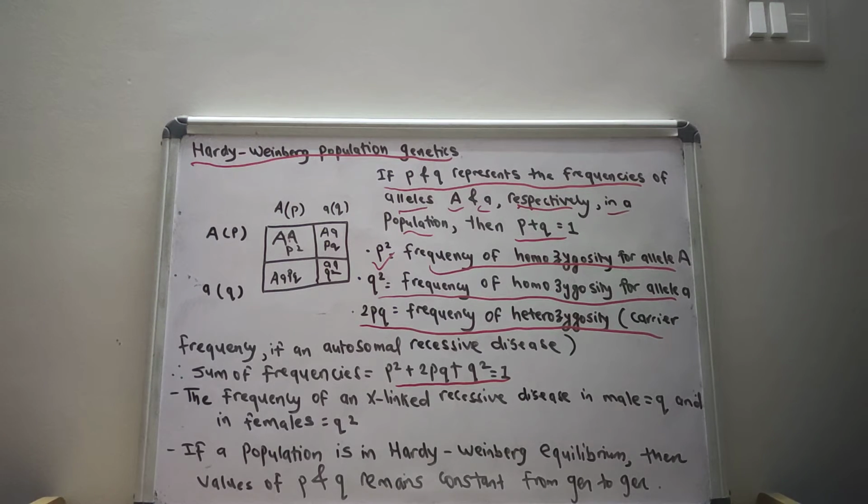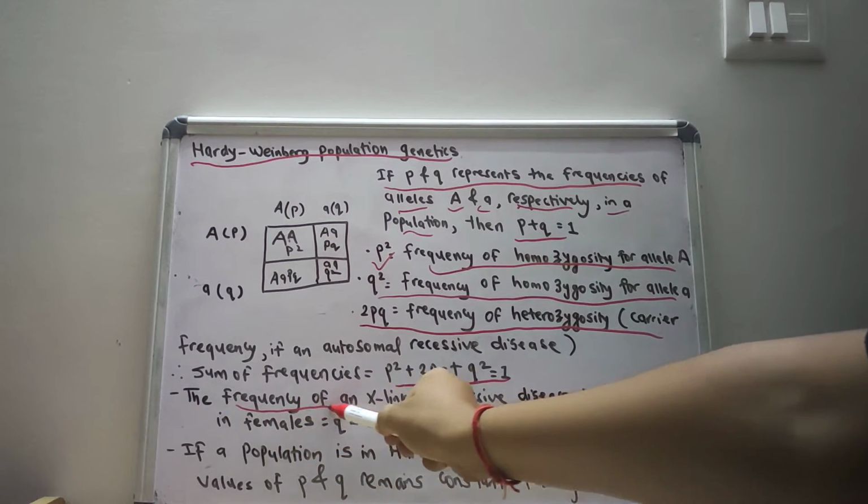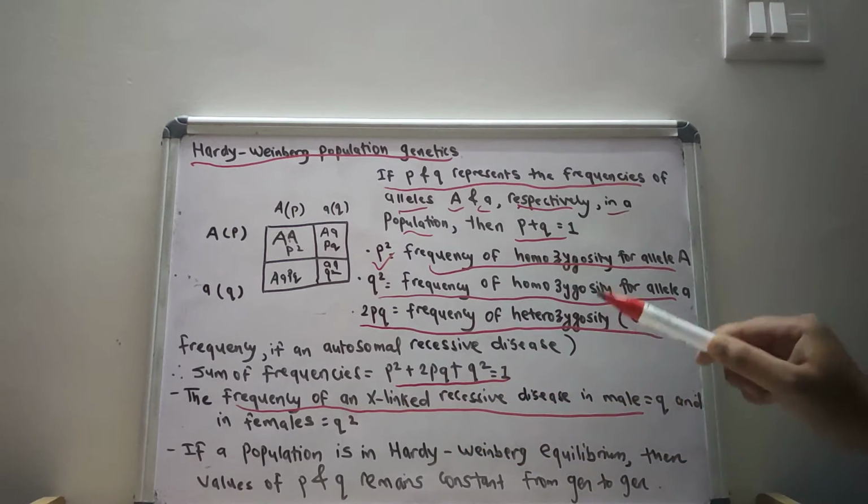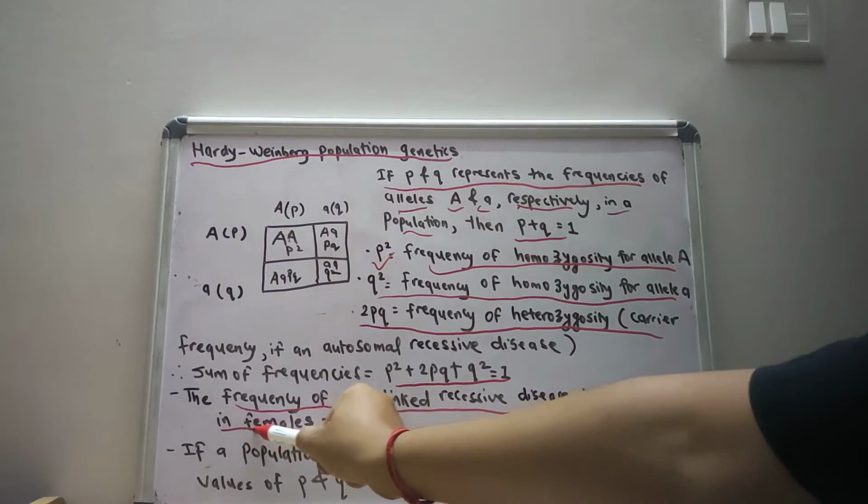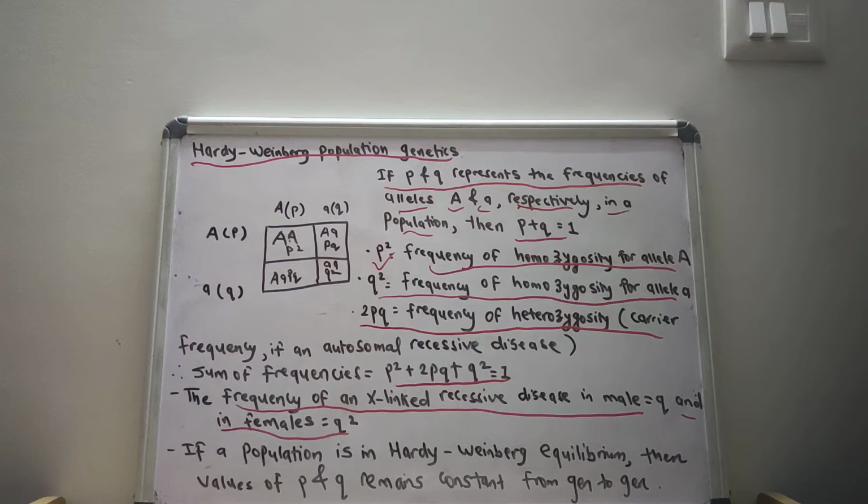So the frequency of an X-linked recessive disease in a male is equal to q, and in a female it is equal to q square. There are certain assumptions in the Hardy-Weinberg law, and that includes no mutation occurring at the locus, natural selection is not occurring, there is completely random mating, there is no net migration, and the population is very large. So these are the 5 assumptions Hardy-Weinberg population genetics assumes.